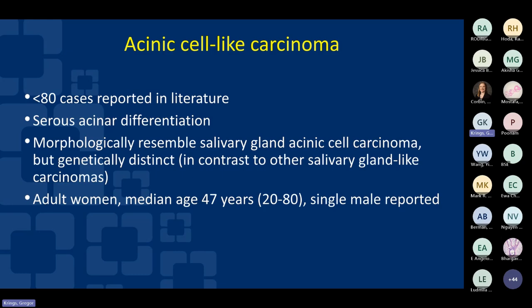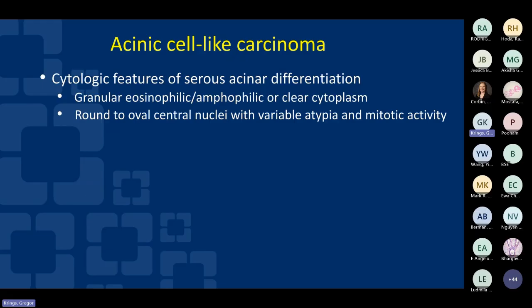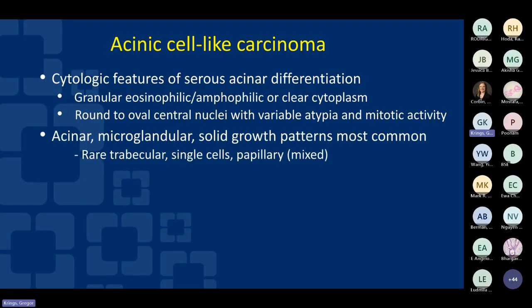In the breast, they typically present in adult women. Only one male has so far been reported. These tumors are defined by cytologic features of serous acinar differentiation, which I'll show you some examples of. This is granular eosinophilic or amphophilic, and sometimes clear cytoplasm. These tumor cells tend to have round to oval, centrally placed nuclei. Atypia can be variable, and mitotic activity can be variable as well.